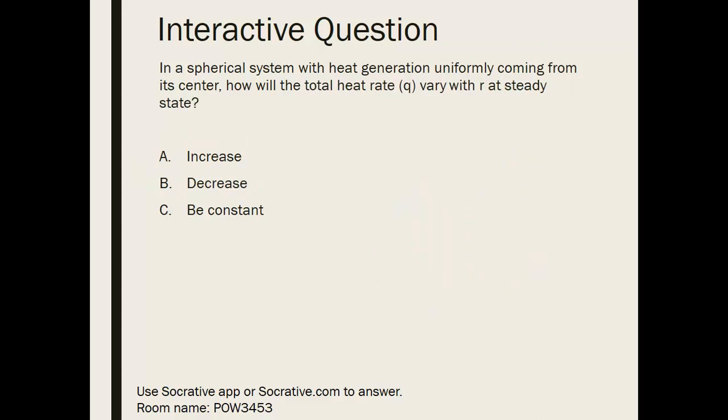Okay, another interactive question. In a spherical system with heat generation uniformly coming from its center, how will the total heat rate Q vary with R at steady state? Now we're not talking about flux anymore. We're talking about the absolute amount of heat in watts. How is that going to vary with R? Is it going to increase with R, decrease with R, or remain constant?